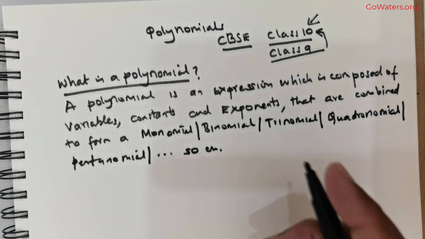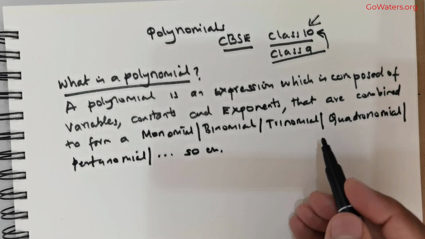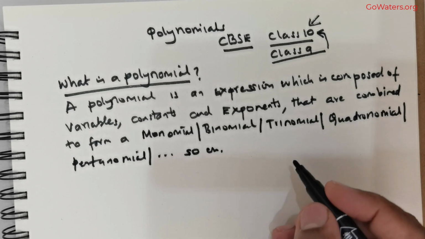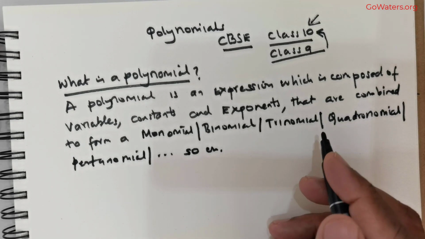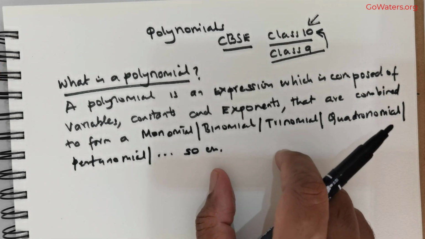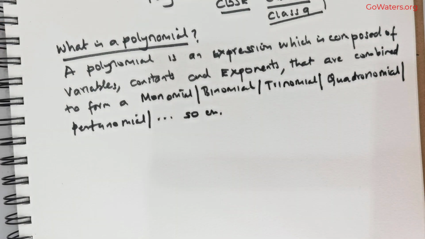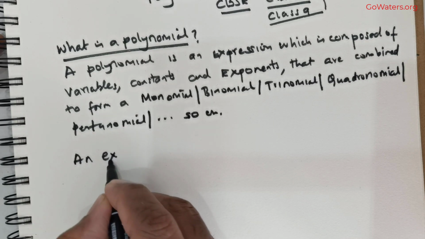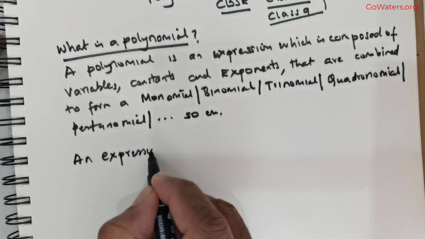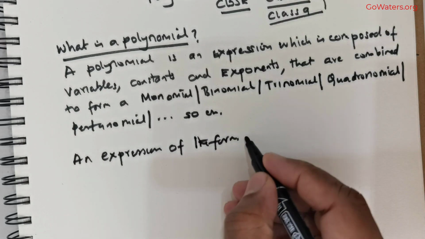Now, of course, you might be wondering what monomial, binomial, trinomial, quadrinomial, pentanomial, what are these? These sound more like jargon. Don't worry, I will explain all of this to you. Now, this is the crude definition of a polynomial. But if you're looking for the actual form of a polynomial represented mathematically, then this would be the answer. An expression of the form. Let me give you the form.